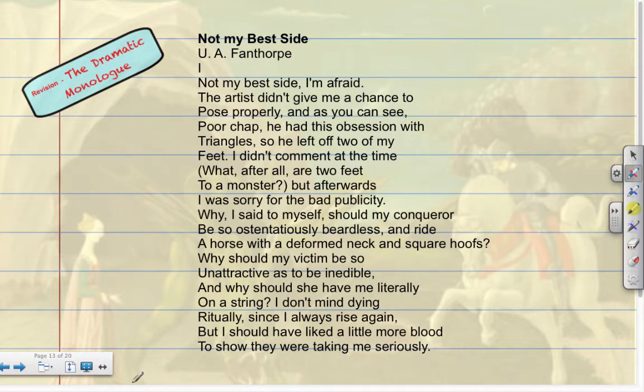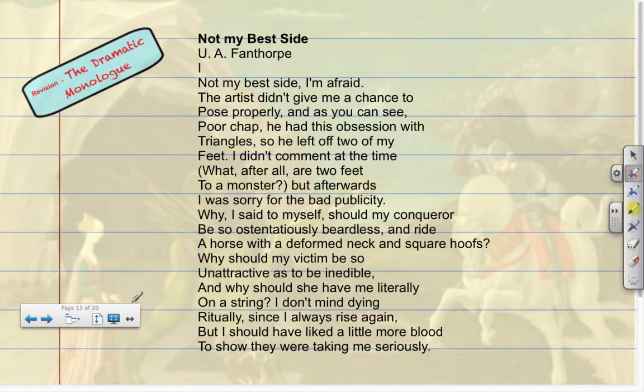Why, I said to myself, should my conqueror be so ostentatiously beardless, and ride a horse with a deformed neck and square hoofs? Why should my victim be so unattractive as to be inedible, and why should she have me literally on a string? I don't mind dying ritually, since I always rise again, but I should have liked a little more blood, to show they were taking me seriously.